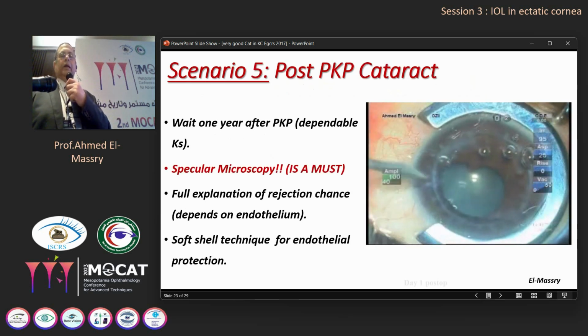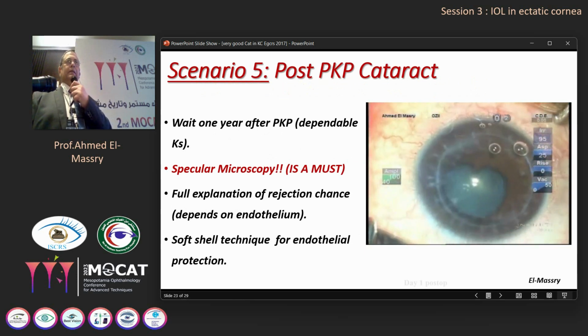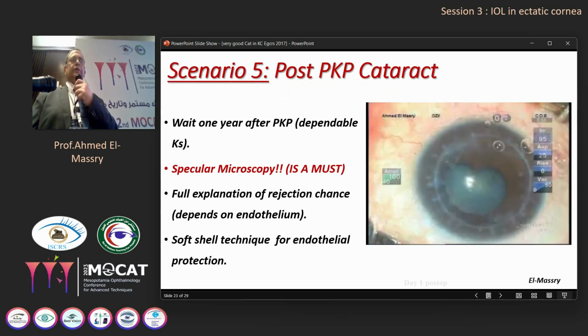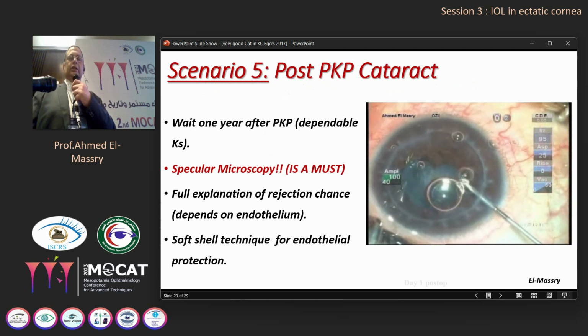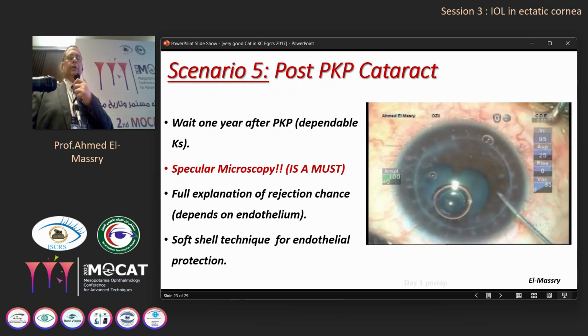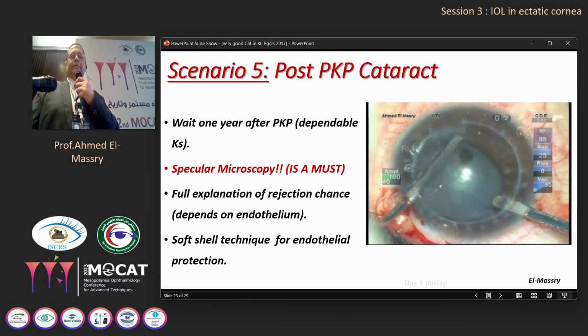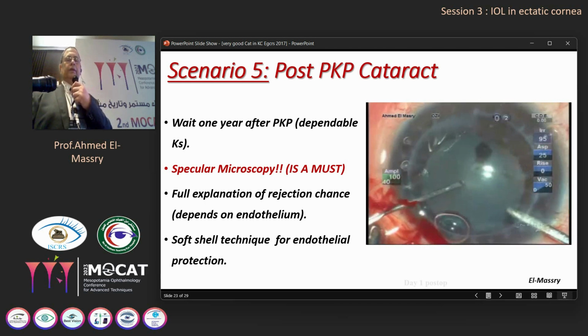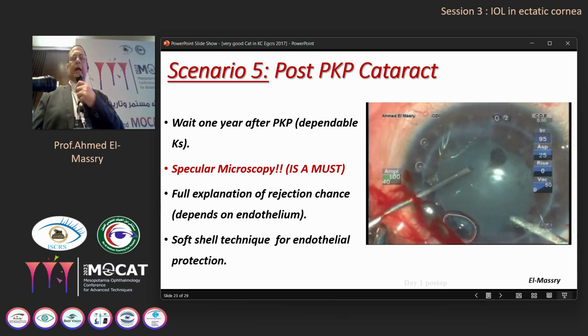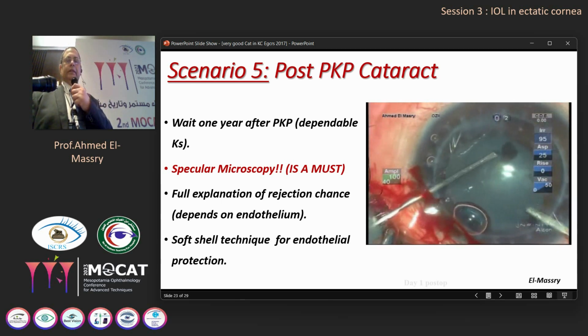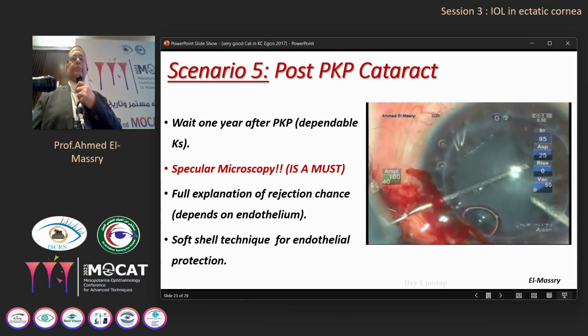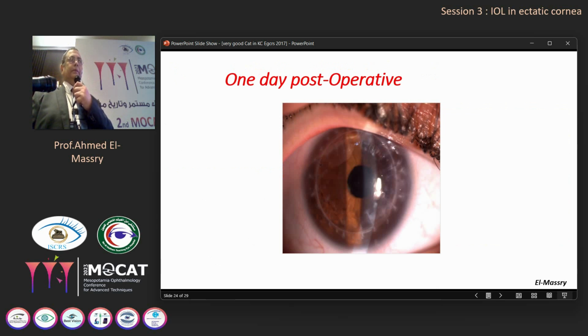This is a patient who had an acanthamoeba keratitis scar, treated with DALK, and after a year she developed cataract. In the surgery, take care to keep the endothelium as safe as you can by putting a lot of visco, using the Arshinoff soft shell technique, and have a good specular microscopy and follow up. And this is the patient after 1 day.